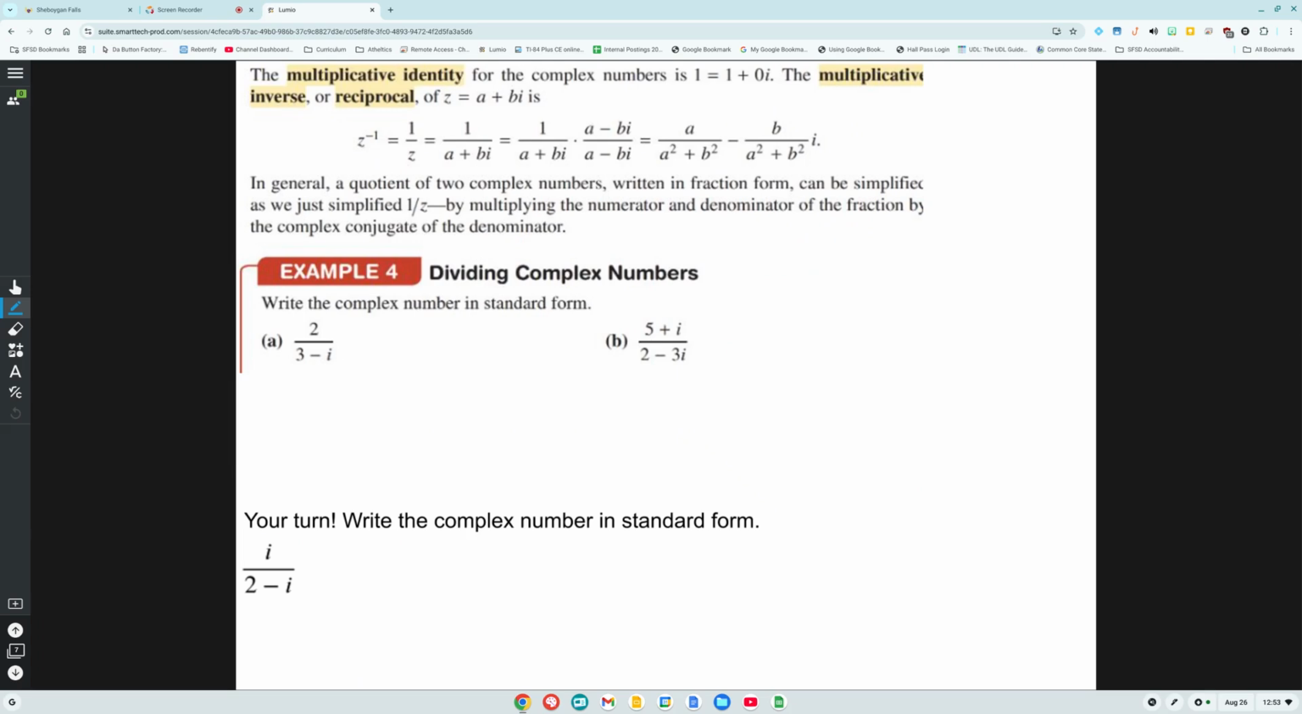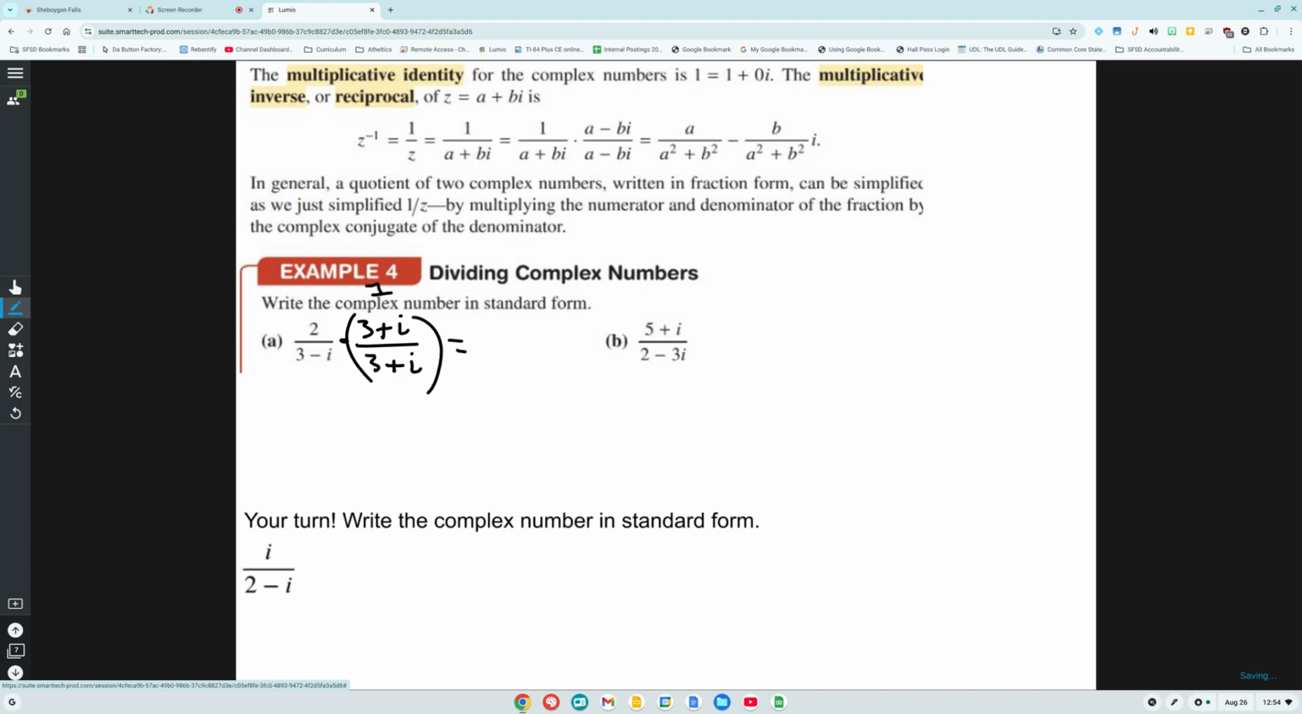So I'll kind of show you how this works. This might be one of the very few things that might be new. I can't remember if we did this a lot last year or not. So it says write the complex number in standard form. And I'm seeing the denominator here is 3 minus i. Well, the complex conjugate of 3 minus i is 3 plus i. So I can multiply by 3 plus i over 3 plus i because this number is just a fancy way of writing 1. And I know for a fact that when I do this, my denominator is going to become real, because two complex conjugates multiplied together give me a real number.